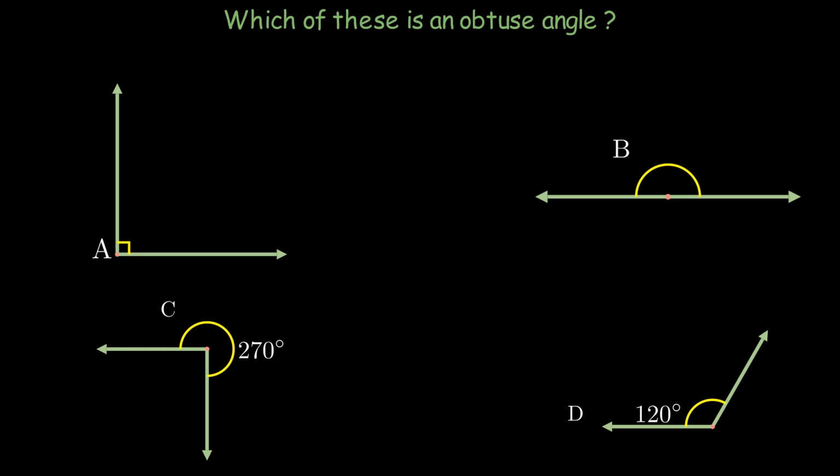For option C, this angle measures 270 degrees, which is greater than 180 degrees, so it's not an obtuse angle. For option D, this angle measures 120 degrees, which is greater than 90 degrees, but less than 180 degrees. So this is our obtuse angle. But what about options B and C? Don't you think they should have names too? Well, it turns out that they actually do, and we will get to them.